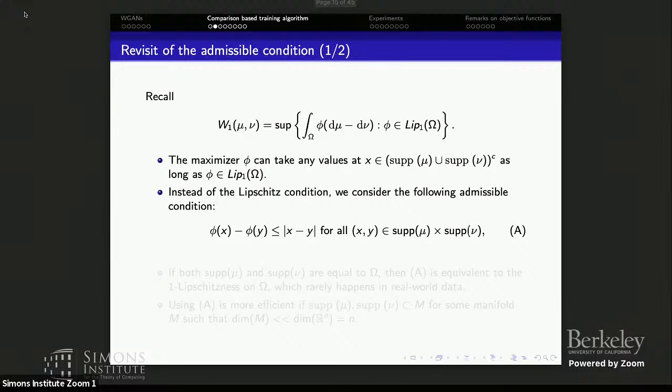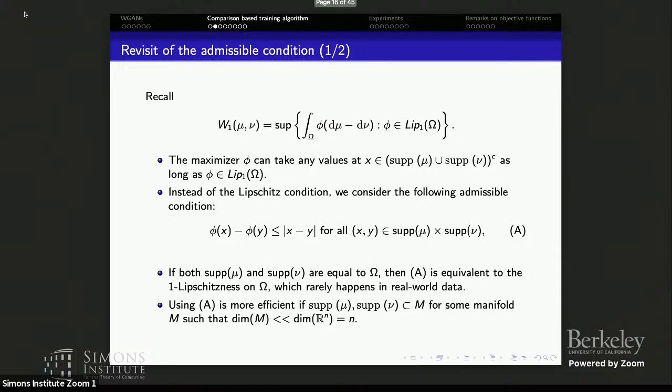That means instead of the Lipschitz condition, we may consider the following observable condition. Instead of the whole domain, it is enough to consider the support of mu times the support of nu. It is clear that if both supports are equal to omega, then this condition is equivalent to the Lipschitz condition, but that rarely happens in real-world data. Also, using this instead of the original Lipschitz condition is more efficient if the supports of mu and nu are small enough.